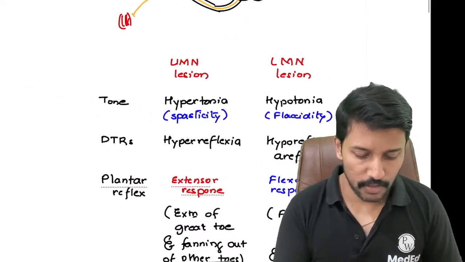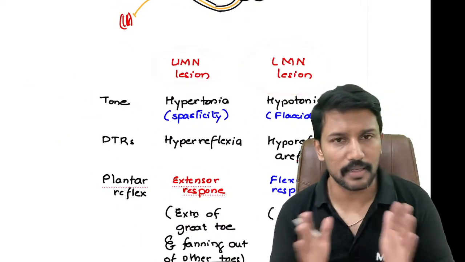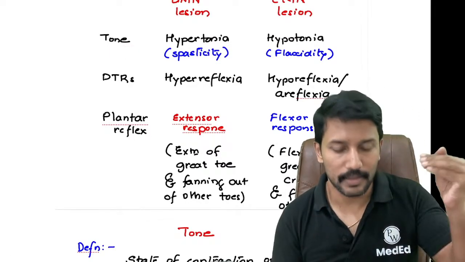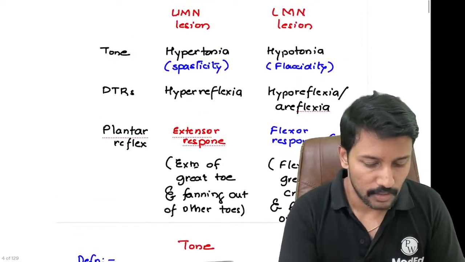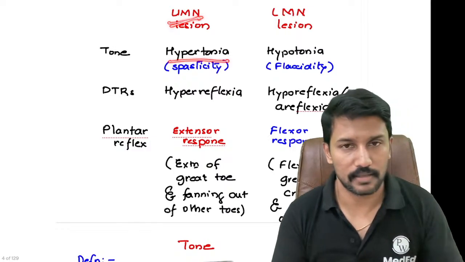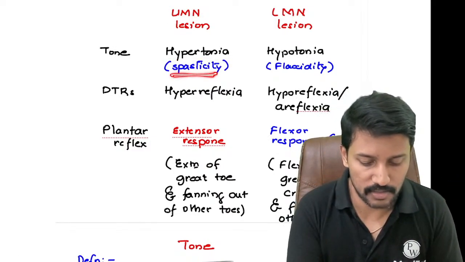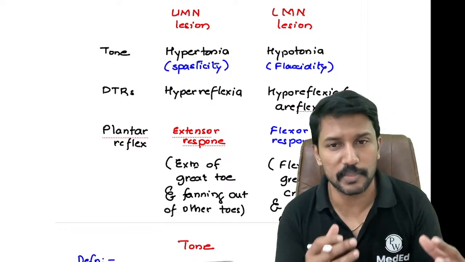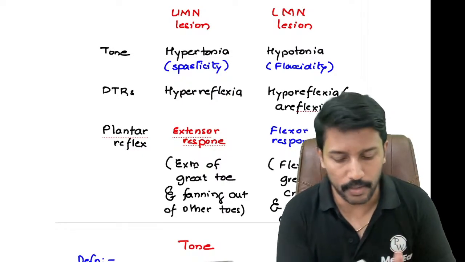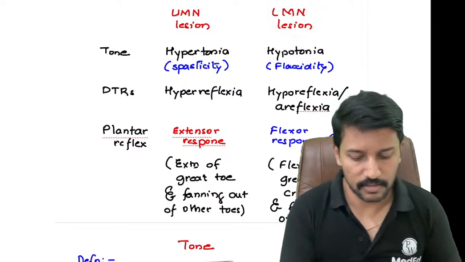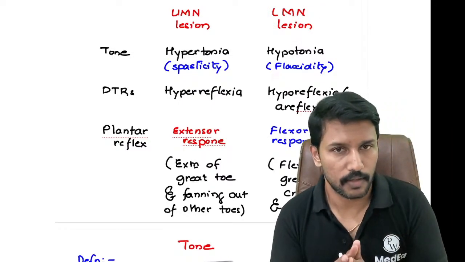So the difference between UMN lesion and LMN lesion is pretty simple. When it comes to tone, when there is damage to the upper motor neuron, suppression is gone, tone increases. We develop hypertonia. In this specific case, we call it spasticity. I will discuss more about the difference between spasticity and rigidity later. Second, damage to the lower motor neuron: the tone will decrease. This is what we call flaccidity, right?